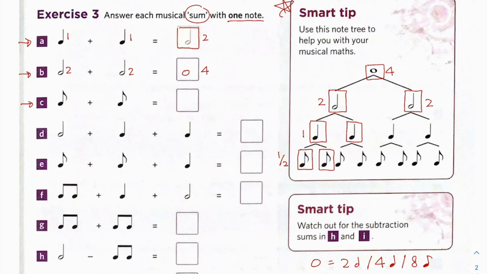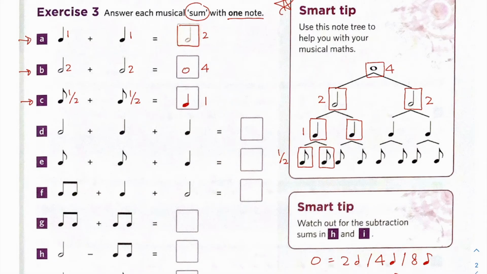Question C, here we have a quaver which is half a count plus another quaver which is another half. So together we have 1. It can be shown by a crotchet. Question D, here we have a minim which is worth 2 counts plus a crotchet which is 1 and another crotchet which is 1 beat. So together 2 plus 1 plus 1 equals 4. So again, we're going to use a semi-brief to represent a 4.